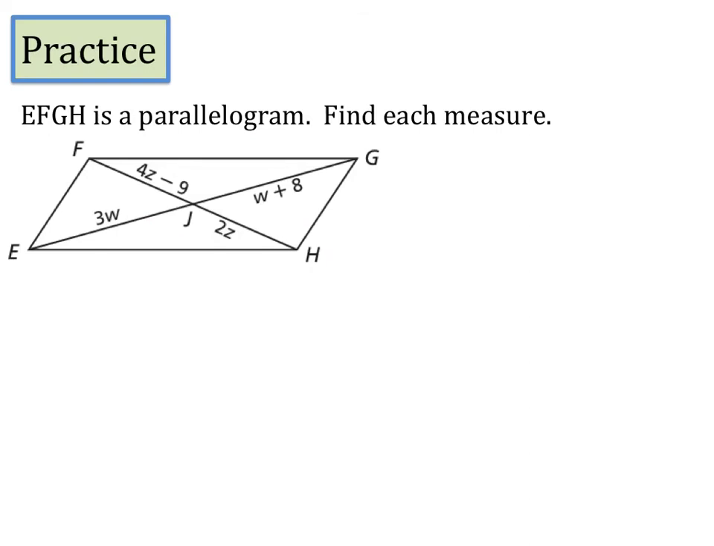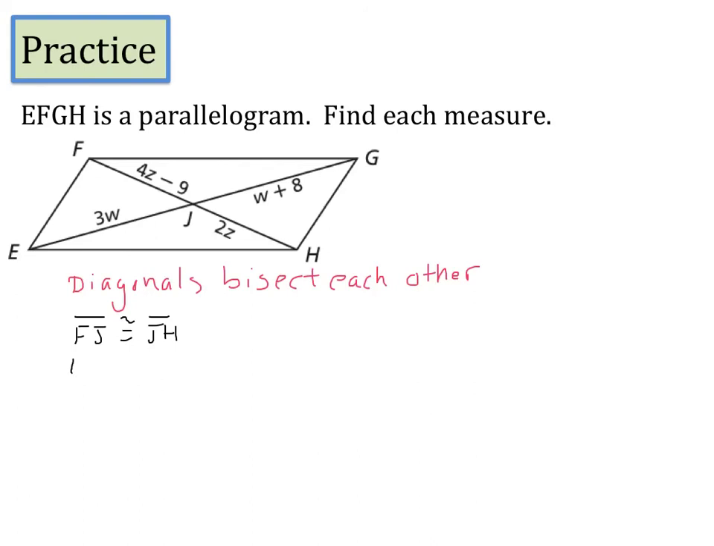In the previous slide, we used our first two properties of parallelograms. Let's use our property of diagonals to figure out the measures here. So, since EFGH is a parallelogram, I know that the diagonals bisect each other. Which means that segment FJ is congruent to JH. So FJ is 4z minus 9, and that's equal to 2z.